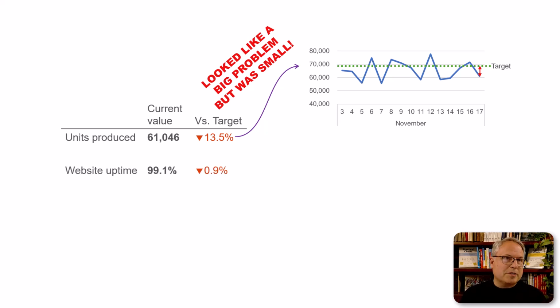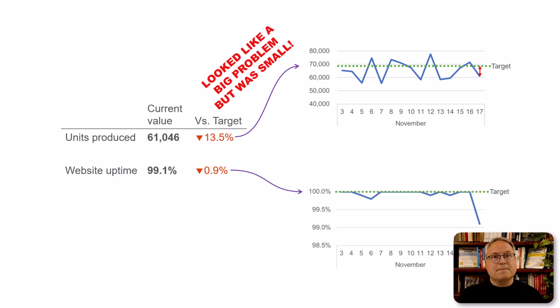Or how about another metric on our dashboard, website uptime? Doesn't look like much, right? Less than 1% off target. But just for fun, let's look at the last 14 days. Wow, okay, so that 0.9% below target, that's this. And so in this case, this is actually kind of a big deal because, for website uptime here, normally we're at like 100% or 99.9. And so the current value of 99.1 is actually very unusual.